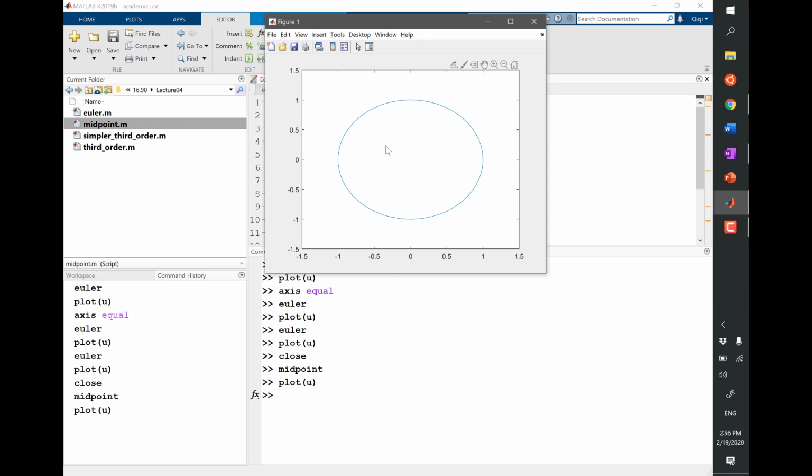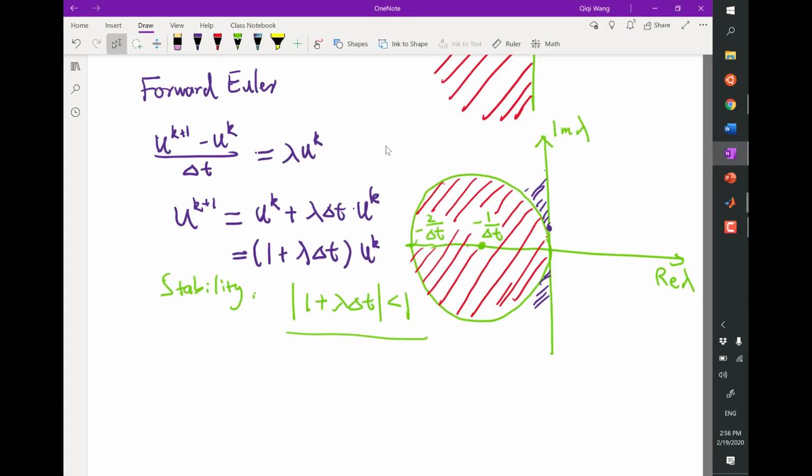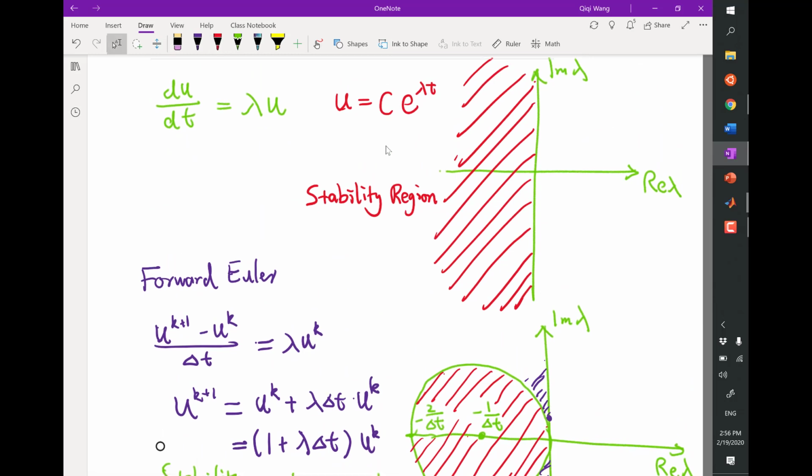So midpoint being terrible for the equation we solved last time, for which lambda, if you remember, is -1 plus i, but for this equation where lambda is exactly equal to i, midpoint solves it extremely well. And why is that? It can also be looked at by the same stability analysis, the eigenvalue stability analysis. The reason we call it eigenvalue stability analysis is because it depends on lambda, and when we have a system of equations, we're going to see pretty soon that lambda is going to be an eigenvalue of a certain matrix.